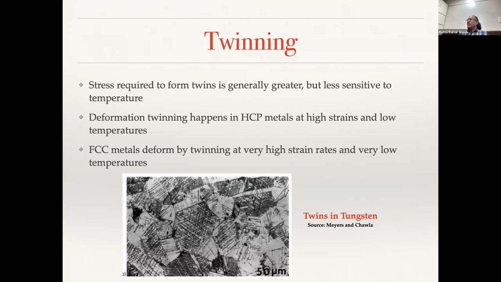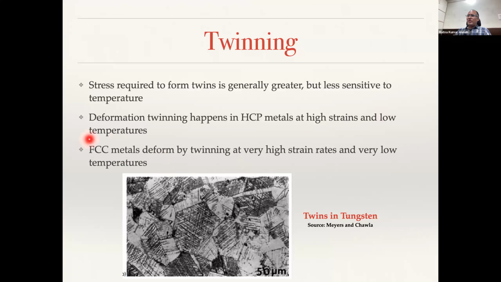Generally, because it's very restrictive, the stress required to form a twin is usually greater, but it is less sensitive to temperature. Whereas in the dislocation, in slip, if you increase the temperature, it is much easier to cause slip. For twinning, it is independent of the temperature. It does not depend on the temperature. So in HCP metals, this is one of the prominent mechanisms. Deformation twinning happens in HCP metals at very high strains and low temperatures.